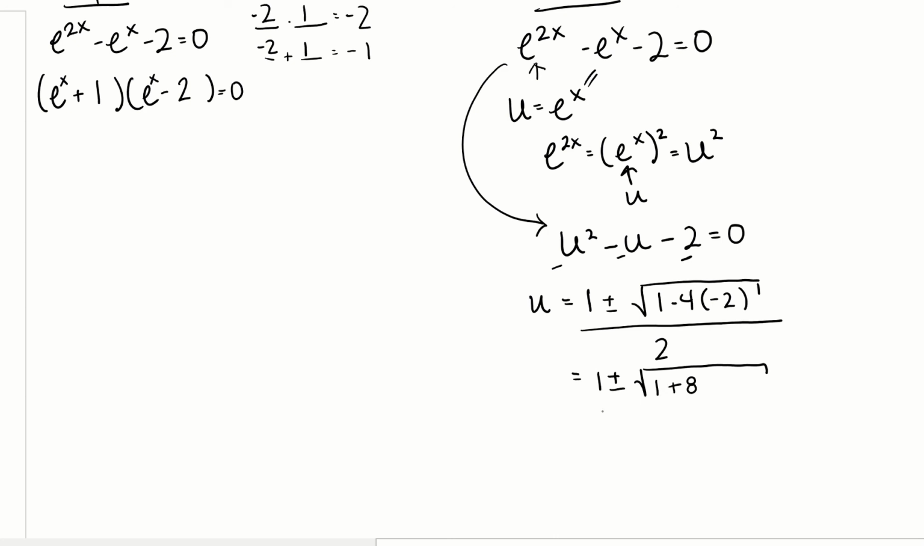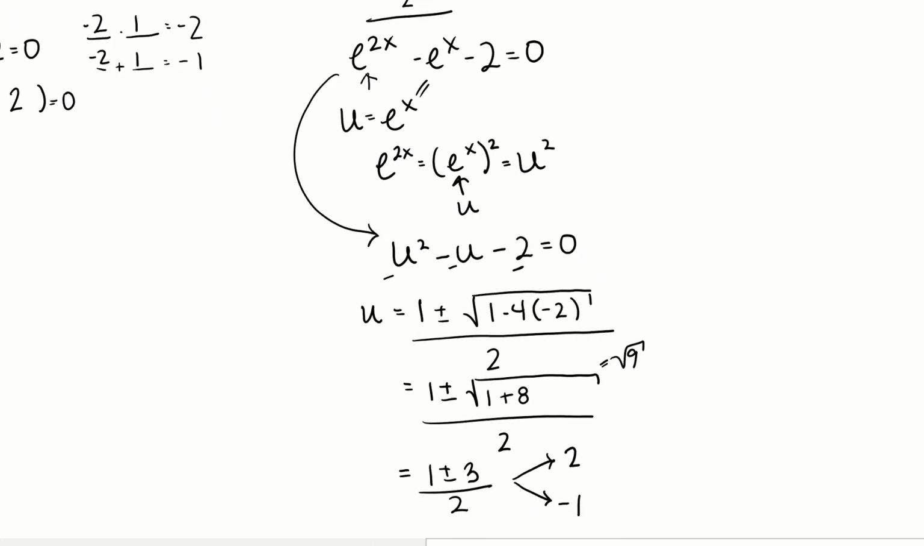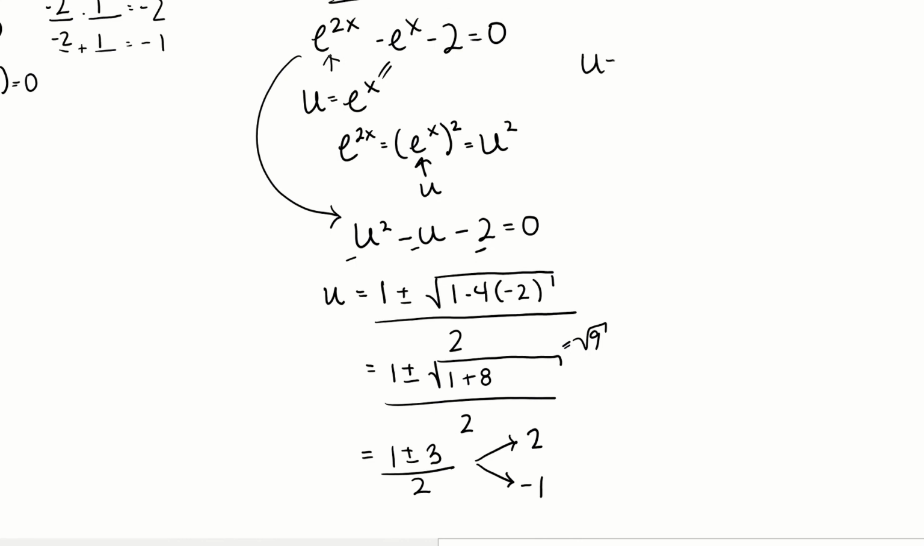Which gives us 1 plus or minus, this is the square root of 9, which is 3, divided by 2. So we are going to get 1 plus 3 is 4, divided by 2 is 2. And then we are going to get 1 minus 3 is minus 2, divided by 2 is minus 1. So that will give us u equals 2 and u equals -1. And remember, u is e^x.